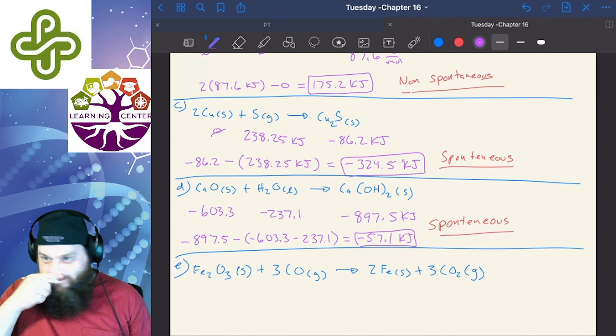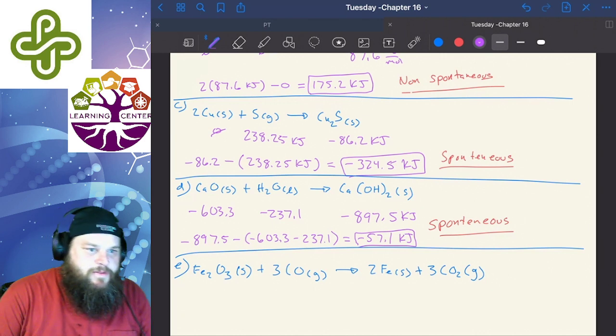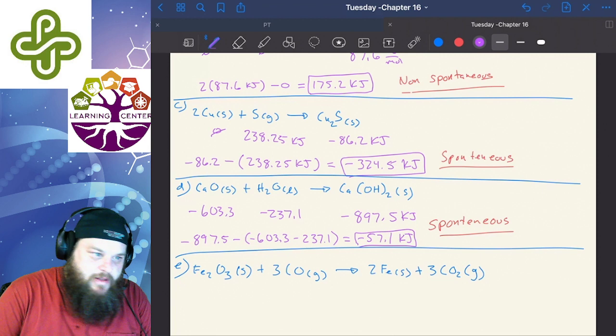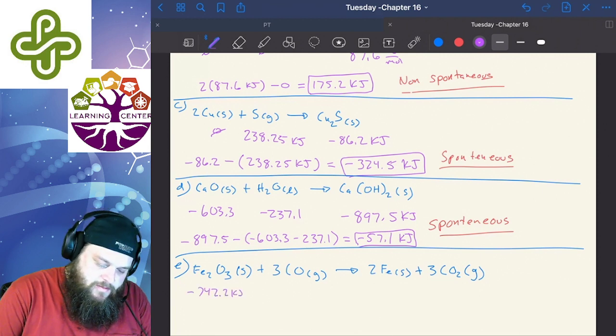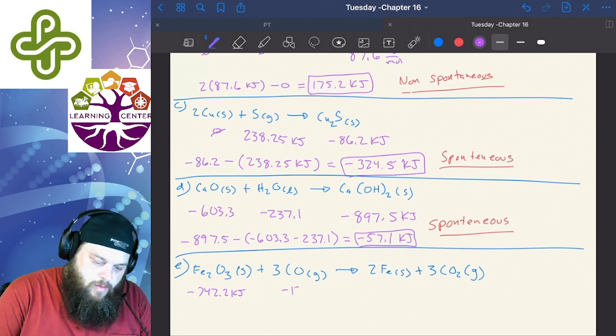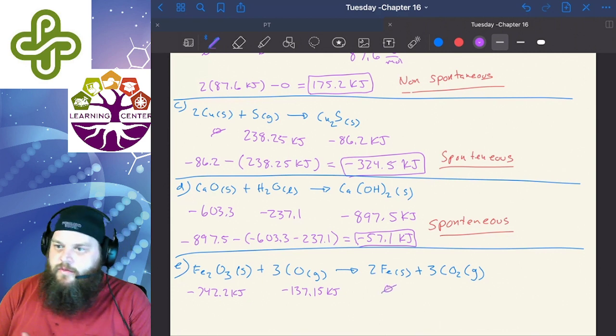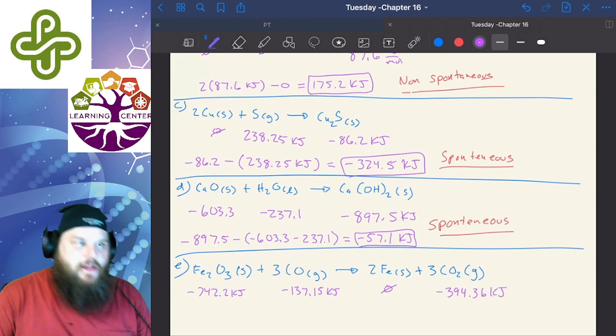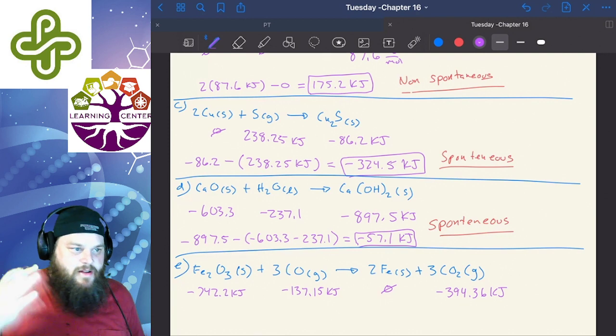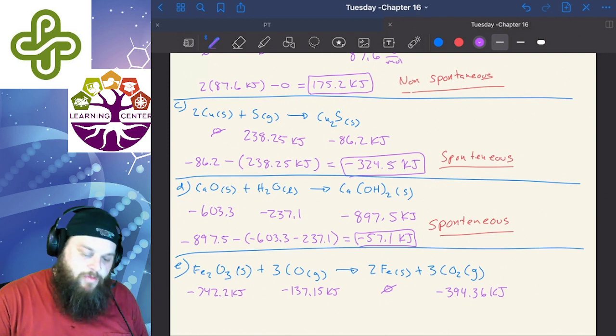So the Gibbs free energy for these is negative 742.2 kilojoules for the iron oxide, negative 137.15 kilojoules for CO. Iron solid is its elemental form, so that's 0. And then CO2 is negative 394.36 kilojoules. I'm just looking that up on the table. I just did it previously, and I'm trying to save a little bit of time so you don't have to watch me scroll through everything frantically.